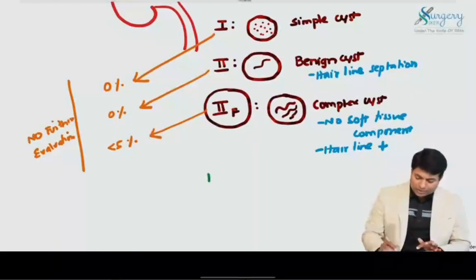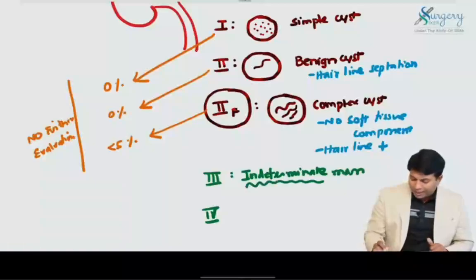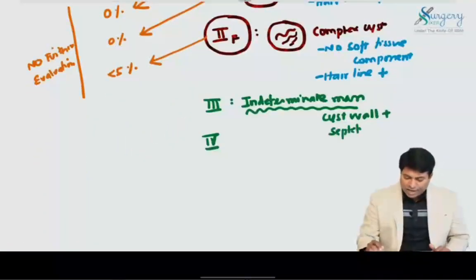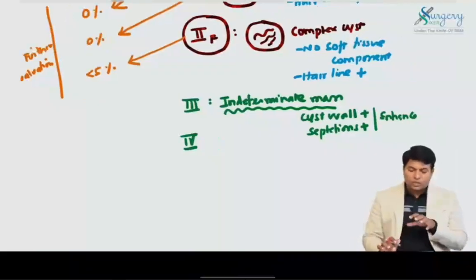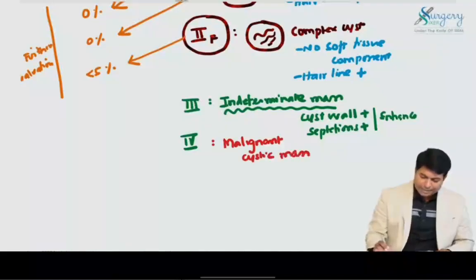The problem comes with 3 and 4. Very important, 3 is an indeterminate mass. In the indeterminate mass, the cyst wall plus septations show enhancement. So septations as well as cyst wall show enhancement in 3. And 4 is a condition which contains soft tissue components. Hence it is known as malignant cystic mass, as there is a soft tissue component present.